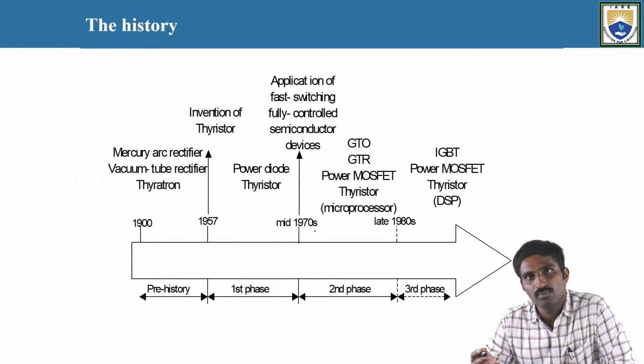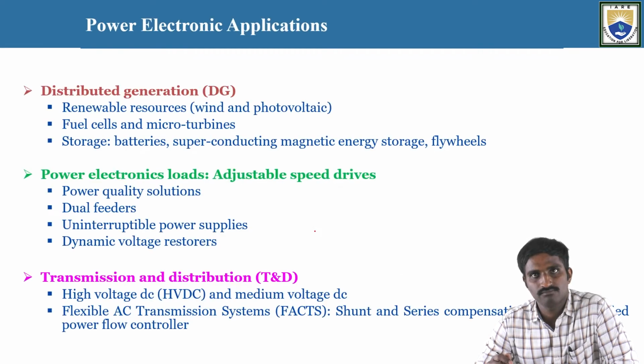Then the power diode and thyristor in the mid 1970s. After that, in the 1980s, the power MOSFET, and now, in the third phase, they developed the IGBT and the power MOSFET. So these are the most popular power semiconductor devices. Then, when coming to the different applications of power electronics, as we know, mainly the distributed generation system.